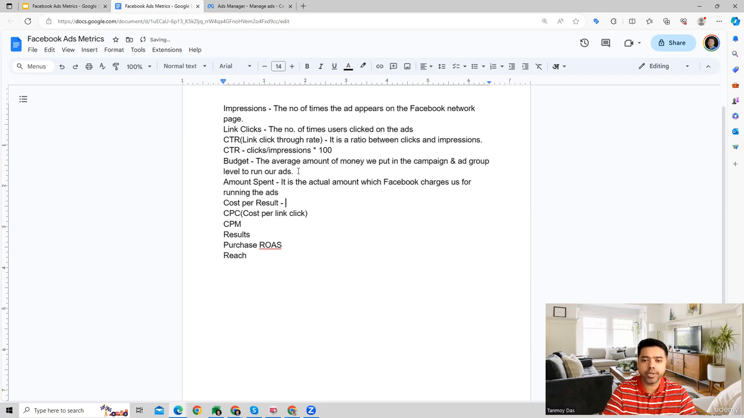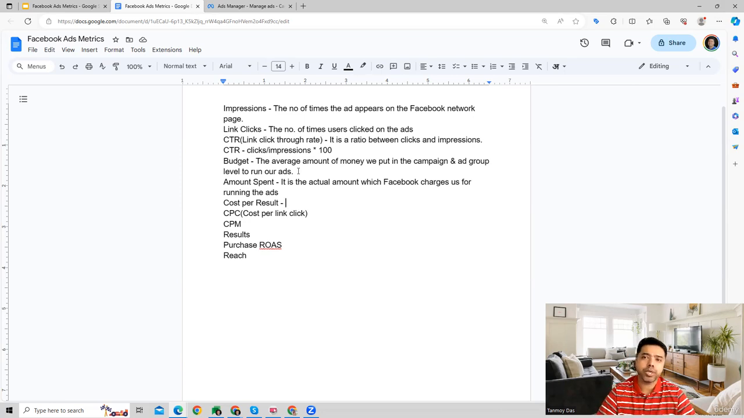Similarly, what we also get to see as a metric is cost per result. Once we start running our ads, it is important for us to also make sure that we are getting the results or the output or the conversions at a decent cost, because that would make sure that our campaigns are economical, profitable for the business.